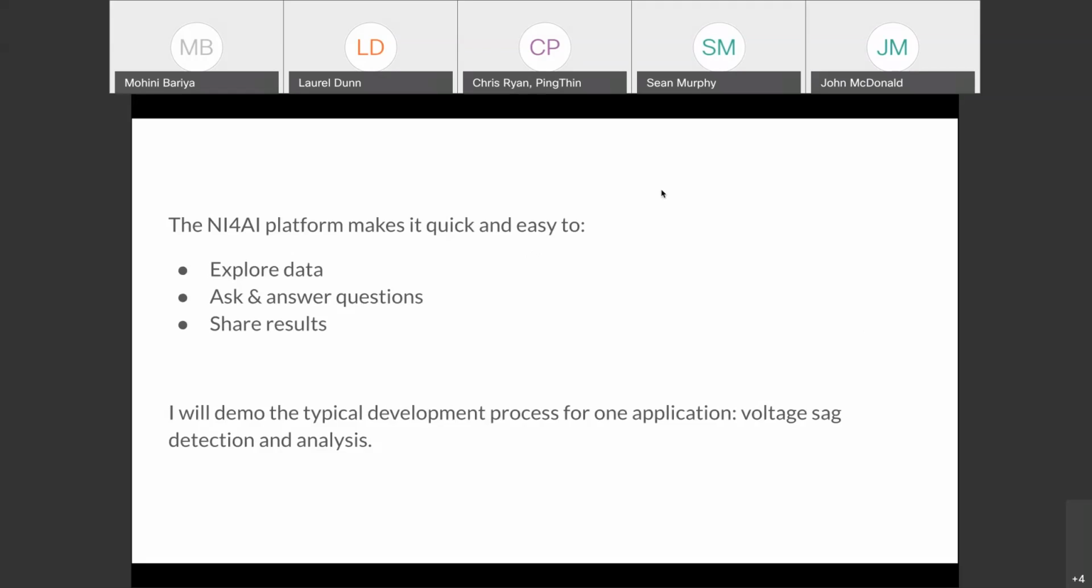application, and that's voltage sag detection and analysis. And I'm going to walk you through the typical 4 steps that I can think of for analytic development in this particular case.